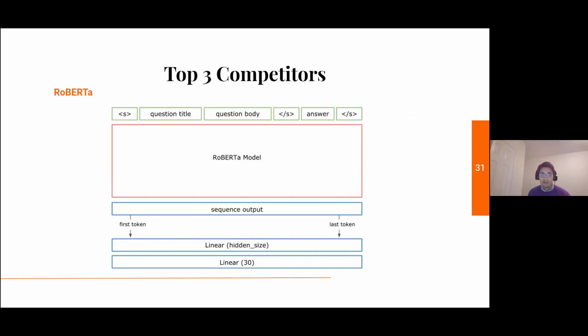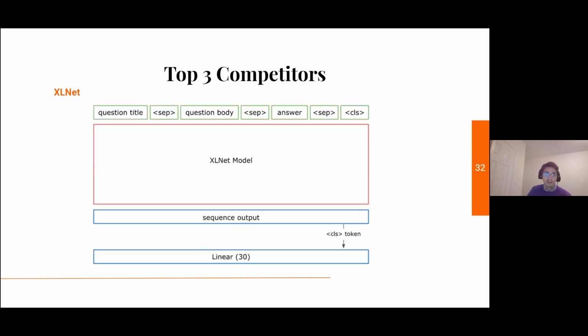For RoBERTa, something similar. They sent the question title concatenated to the body and then followed by a separation token and an answer. And then he sent that into a RoBERTa model, the sequence outputter. Then he took the first and last token and sent that into the linear layer, followed by another linear layer. And then used XLNet with similar inputs, but this time he used the classification token out of the sentence output layer and then sent that into a linear layer.